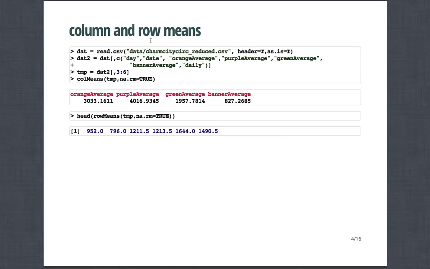And so, for example, in the Charm City Circulator data set, if we read in the CSV, the reduced one that just has the day, date, orange average, purple average, green average, banner average, and daily. I'm just subsetting it to contain only the days that have an average ridership value. So those are columns 3 to 6. If I do colMeans of this data frame and say na.rm equals TRUE, removing the missing values, I now get the mean daily ridership per line. Then similarly, I could do the row means. I can take the row means of the daily ridership values, ignoring the missing values, and then just look at the first 6. So in the first 6 days, this was the average ridership across all 4 lines.